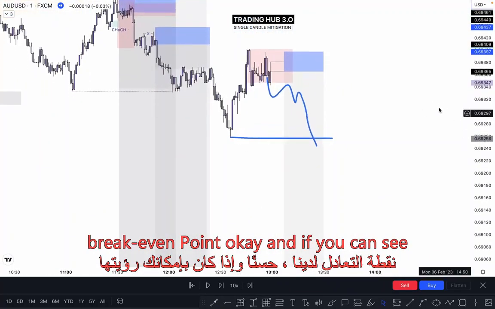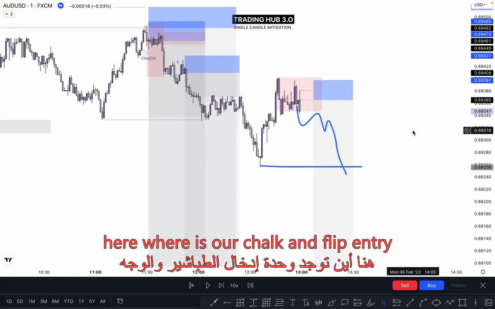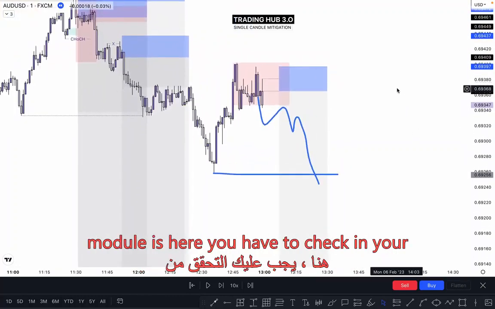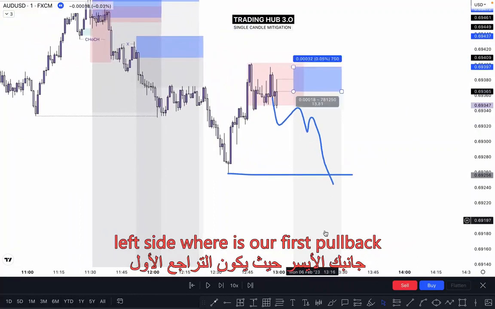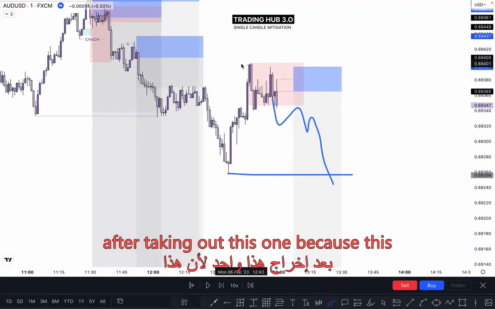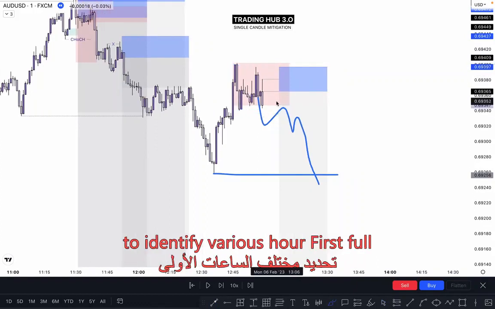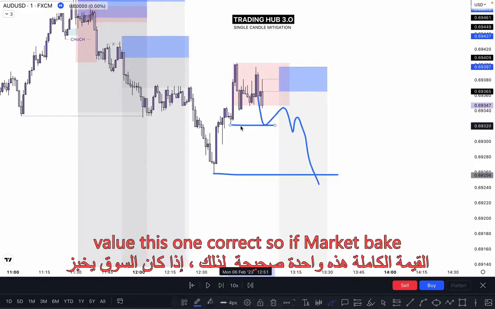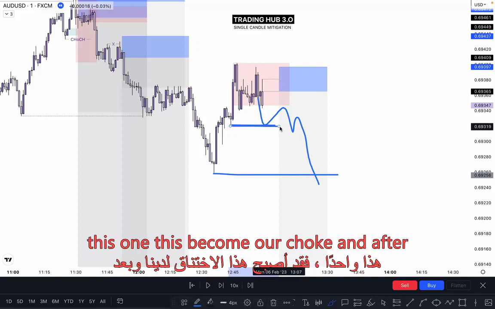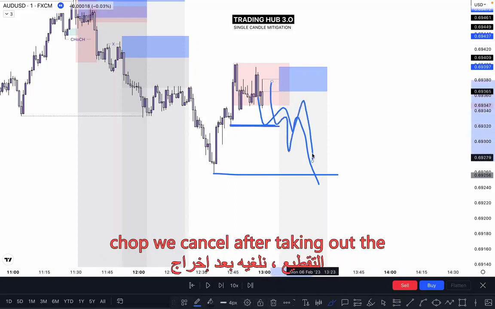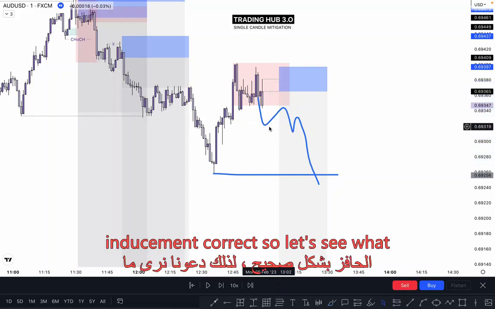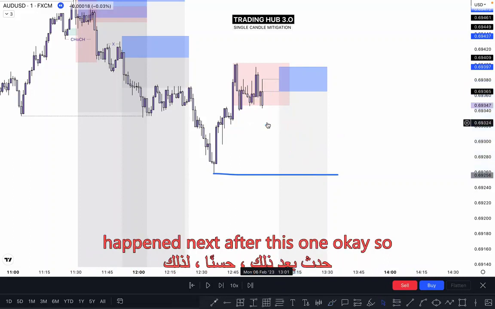And if you can see here, this is where our CHoCH and flip entry model is. You have to check on the left side where our first pullback is after taking out this one, because this one is our PY zone, correct? So you have to identify where our first pullback is, this one, correct? So if the market breaks this one, this becomes our CHoCH, and after the CHoCH we can sell after taking out the inducement, correct? So let's see what happened next after this one, okay?